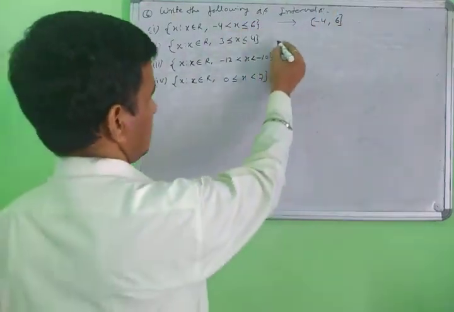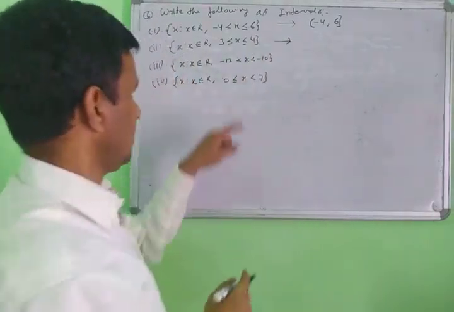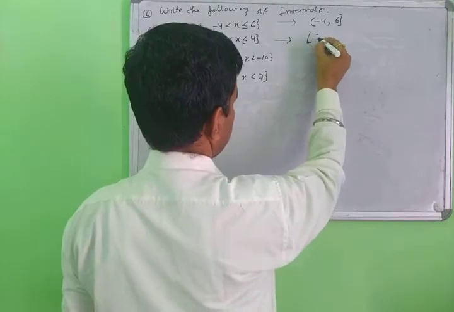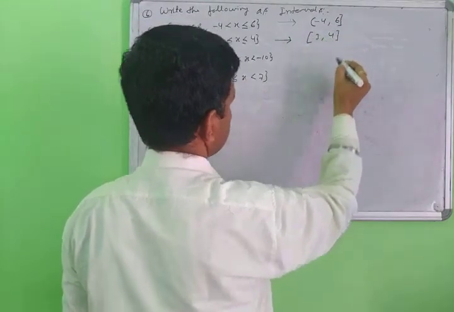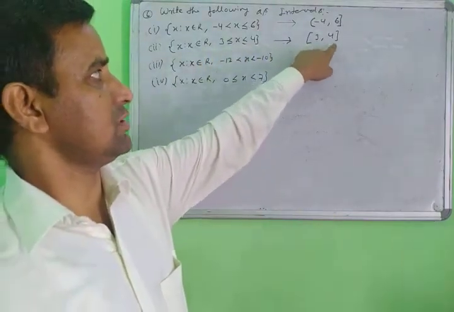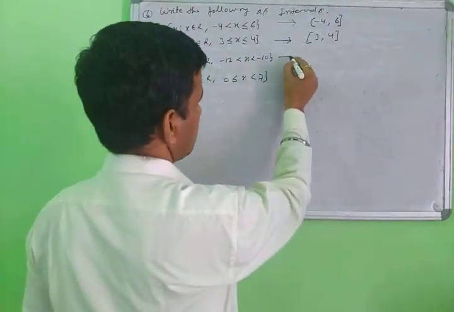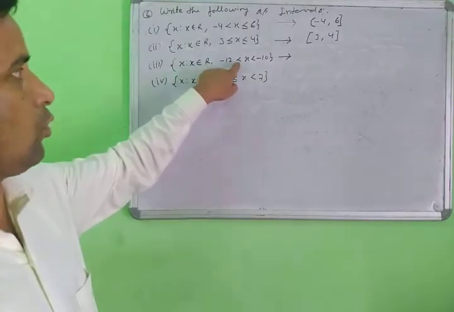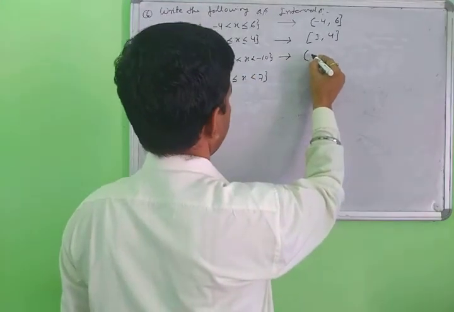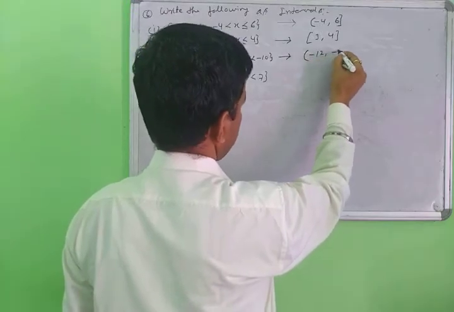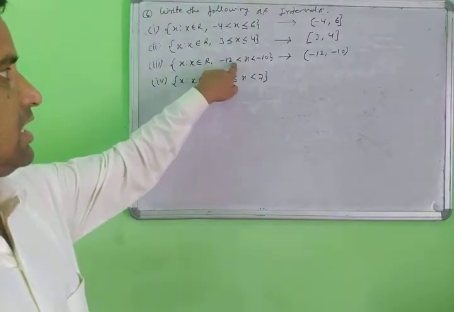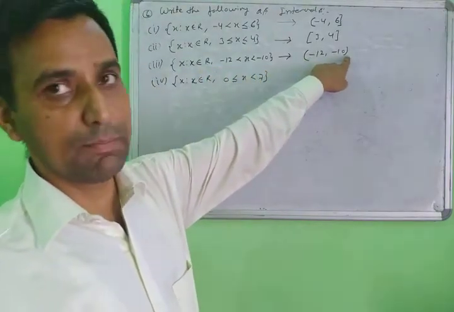Same thing here. Here both closed intervals, that means 3 and 4 both are closed because both have the equal sign. Same thing here, using both open intervals, meaning simple brackets, -12 to -10, because you are not using the equal sign here, so both have simple brackets.